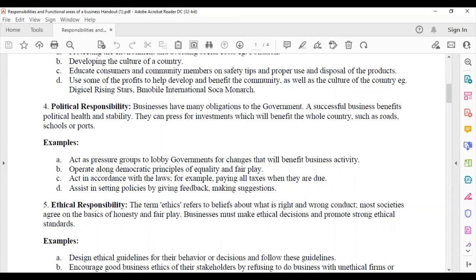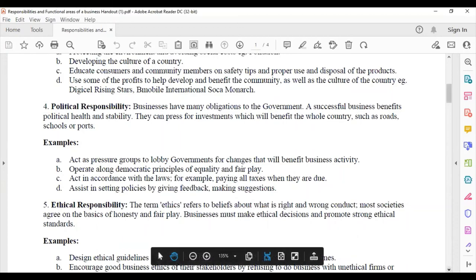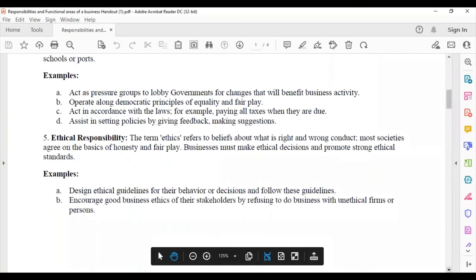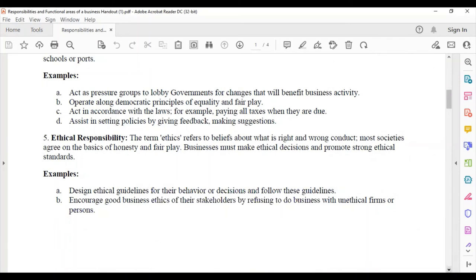And the last one we have here is ethical responsibility. And we spoke about ethics, but let's recap what ethics are. The term ethics refers to beliefs about what is right and wrong conduct. Most societies agree on the basics of honesty and fair play. Right? Now, businesses must make ethical decisions to promote strong ethical standards.